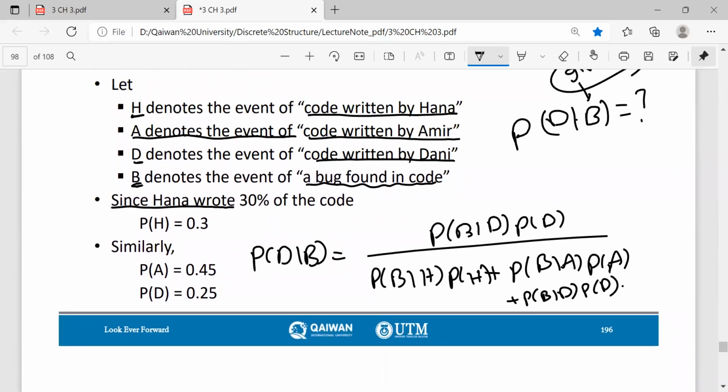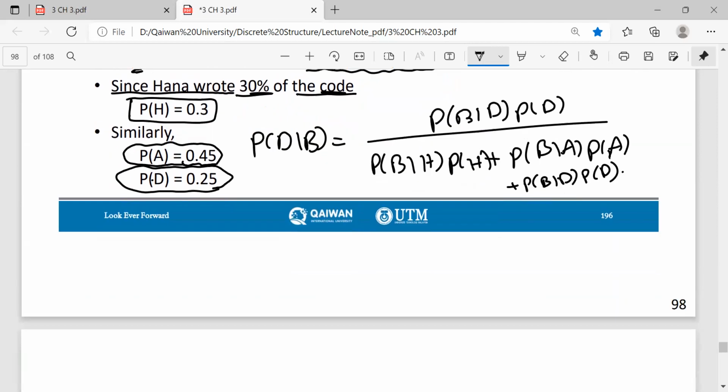Since Hannah wrote 30% of the code, that means the probability of H is 30%, which is 0.3. And similarly for A and D, since 45% of the code is written by Amir, the probability of A is 0.45. And 25% of the code is written by Danny. That means the probability of D is 0.25. These are the probabilities of H, A, and D.